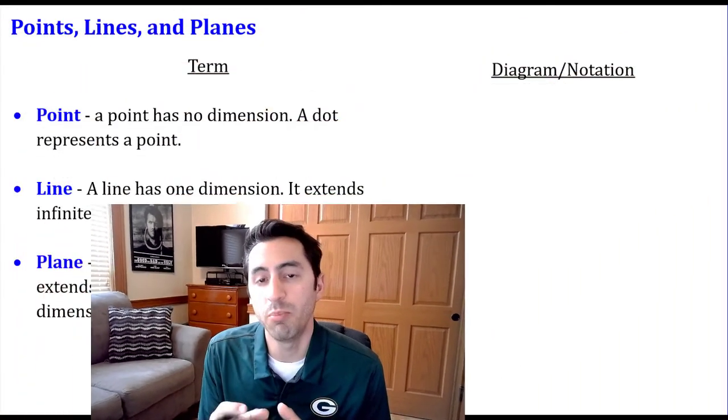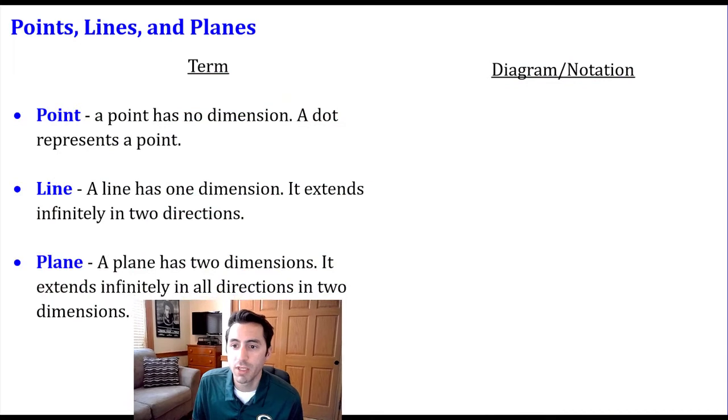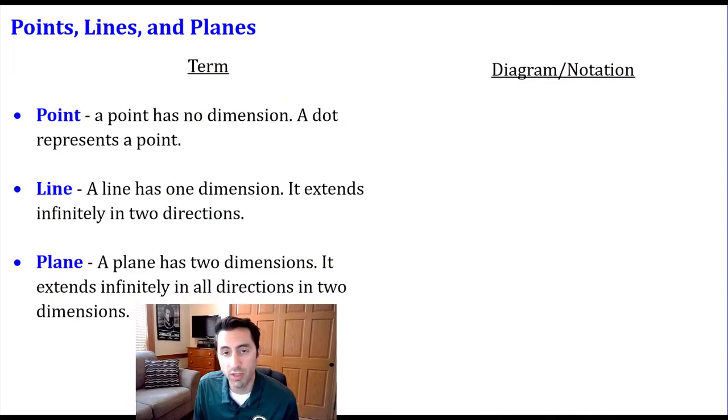So let's start by taking a look at those undefined terms, right? These are our beginning building blocks for geometry. Our three undefined terms are point, line, and plane. So the first one, a point, this is something that has no dimension, and the way we represent this is with a dot. So when I'm writing this and drawing a point, I can put a little dot.